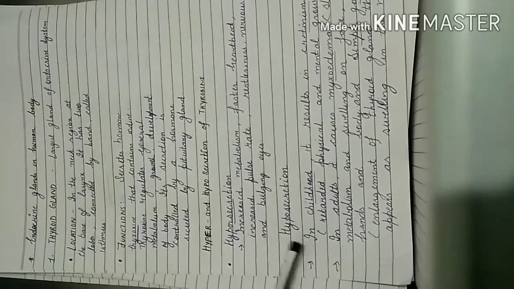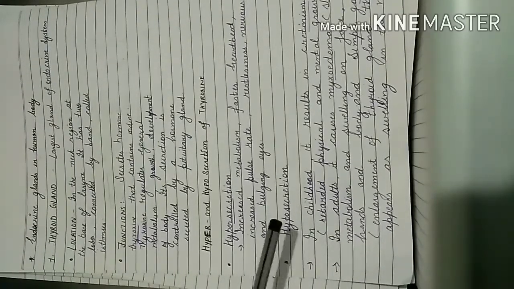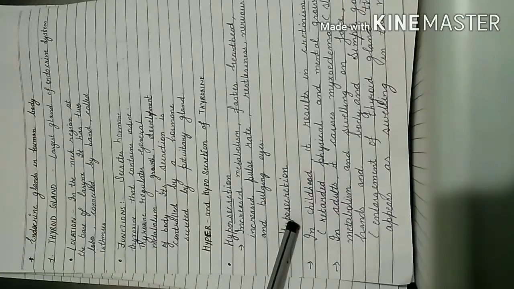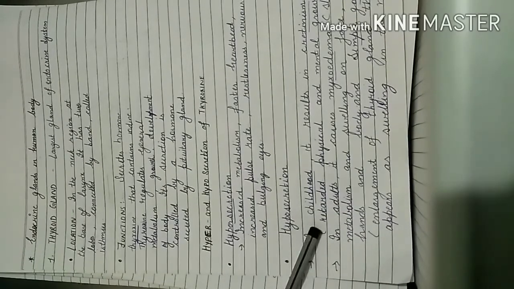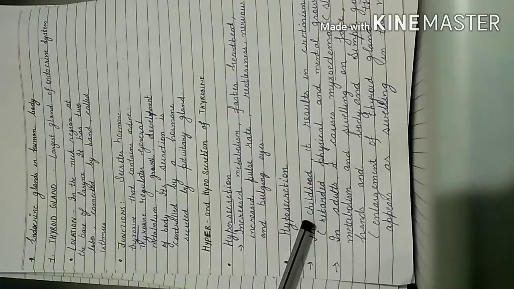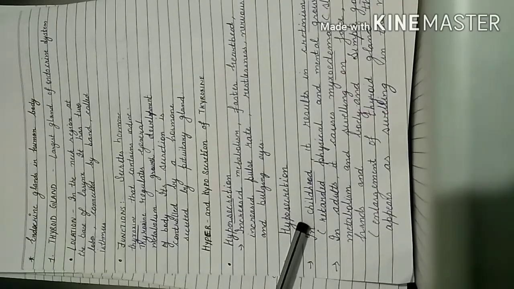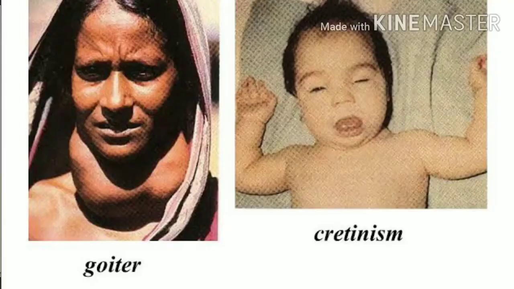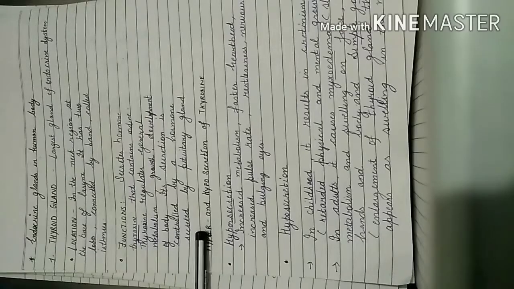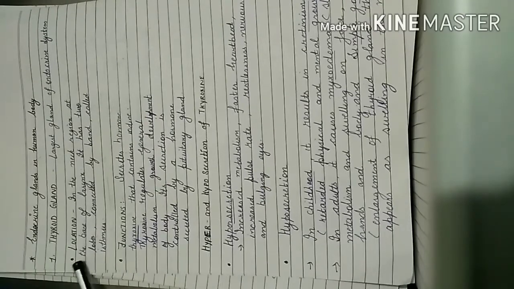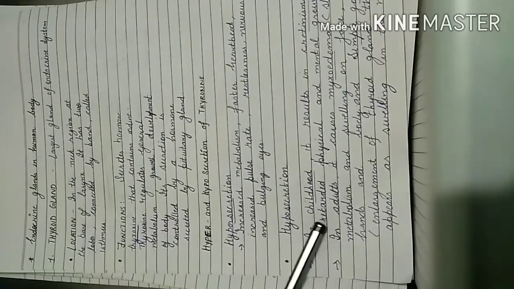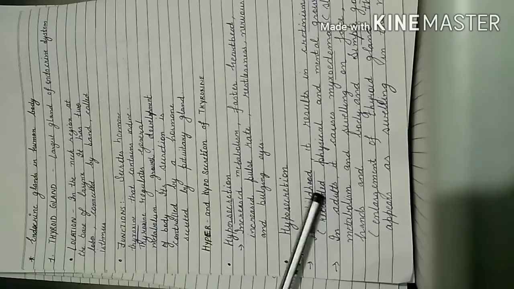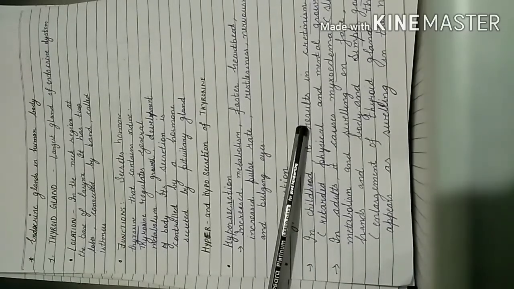So in childhood it results in cretinism. Cretinism is a disease in children in which they show symptoms such as retarded physical and mental growth. Their physical as well as mental growth will be affected if thyroxine is produced in less amount by the thyroid gland. But in adults, it results in a disease known as myxoedema.